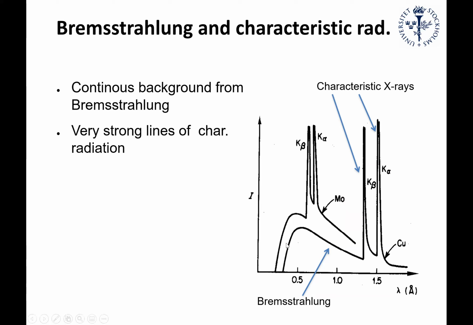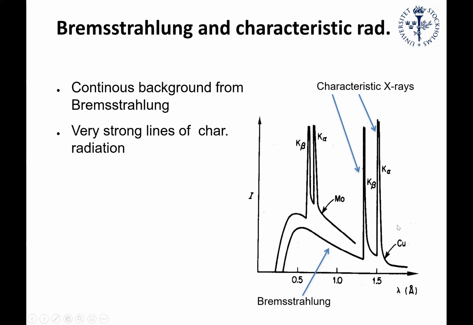So we get this continuous background of X-rays also emitted by the X-ray source. So actually the spectrum has both the Bremsstrahlung, this continuous background, but also peaks from the characteristic X-rays. This is what we see, the combination of Bremsstrahlung and characteristic X-rays coming from our X-ray source.